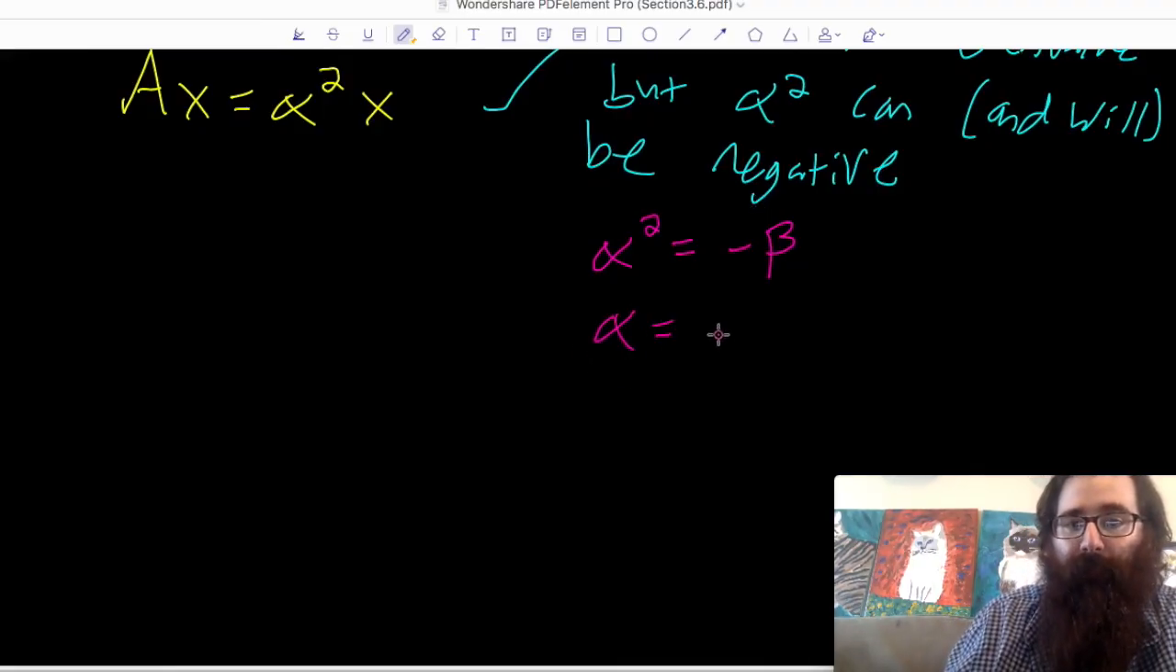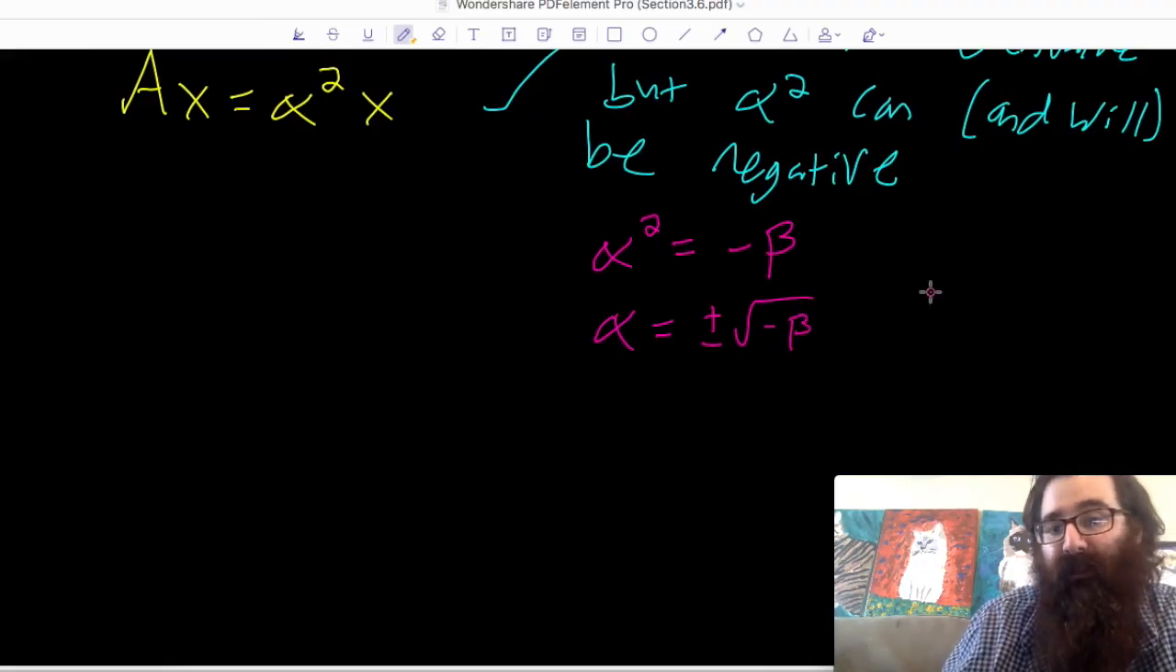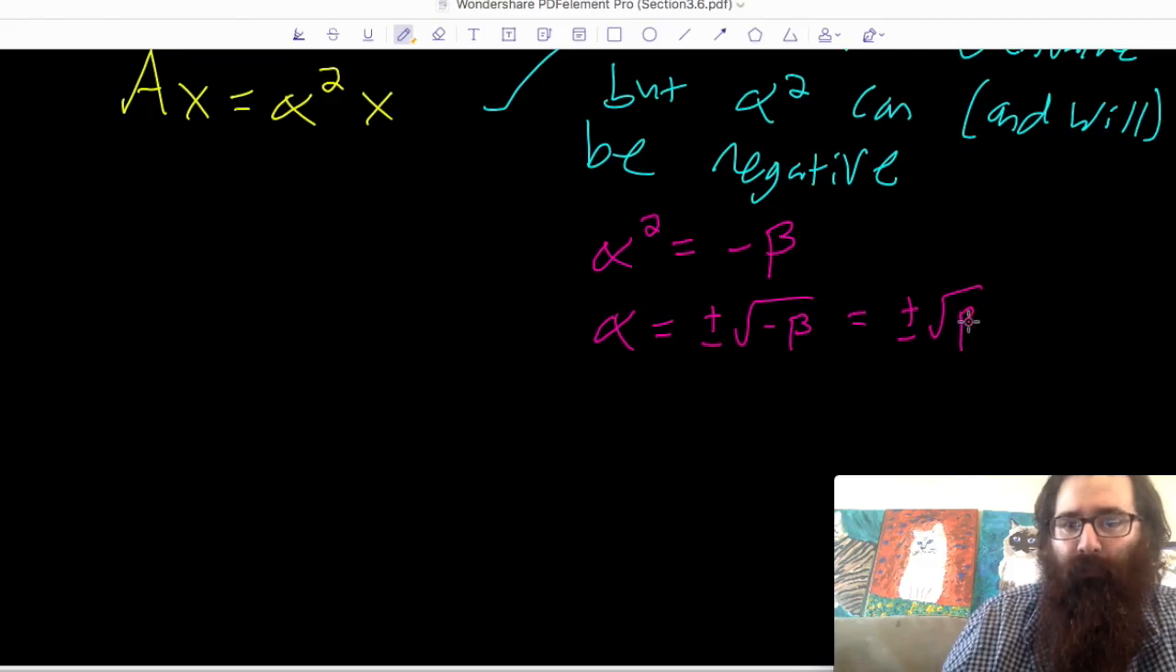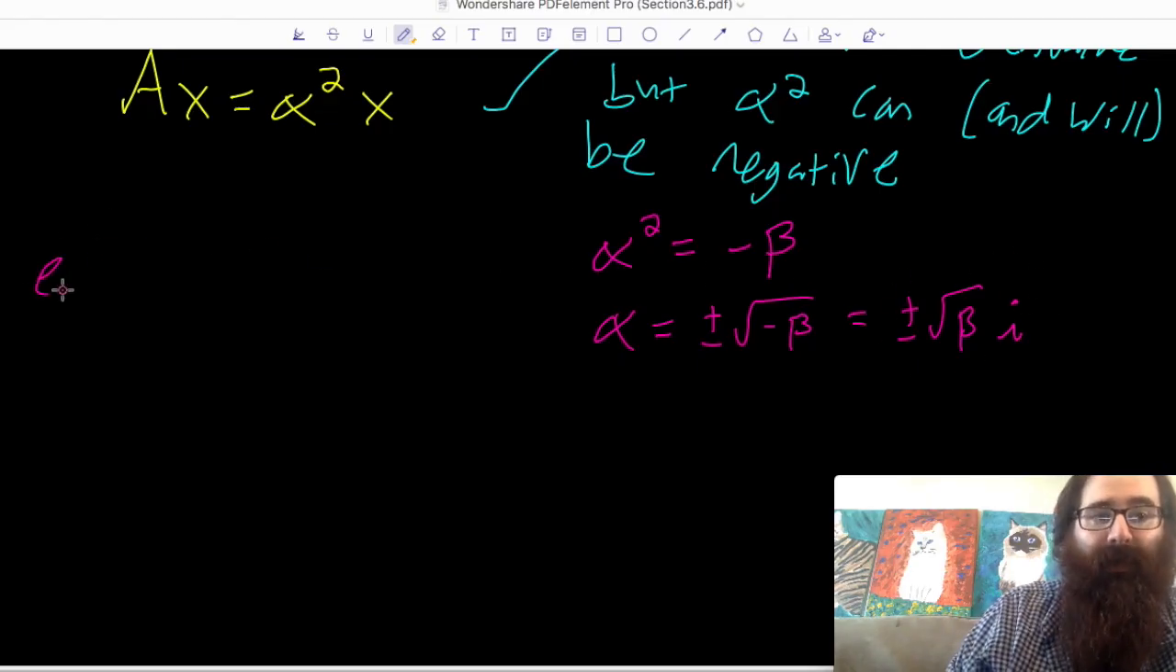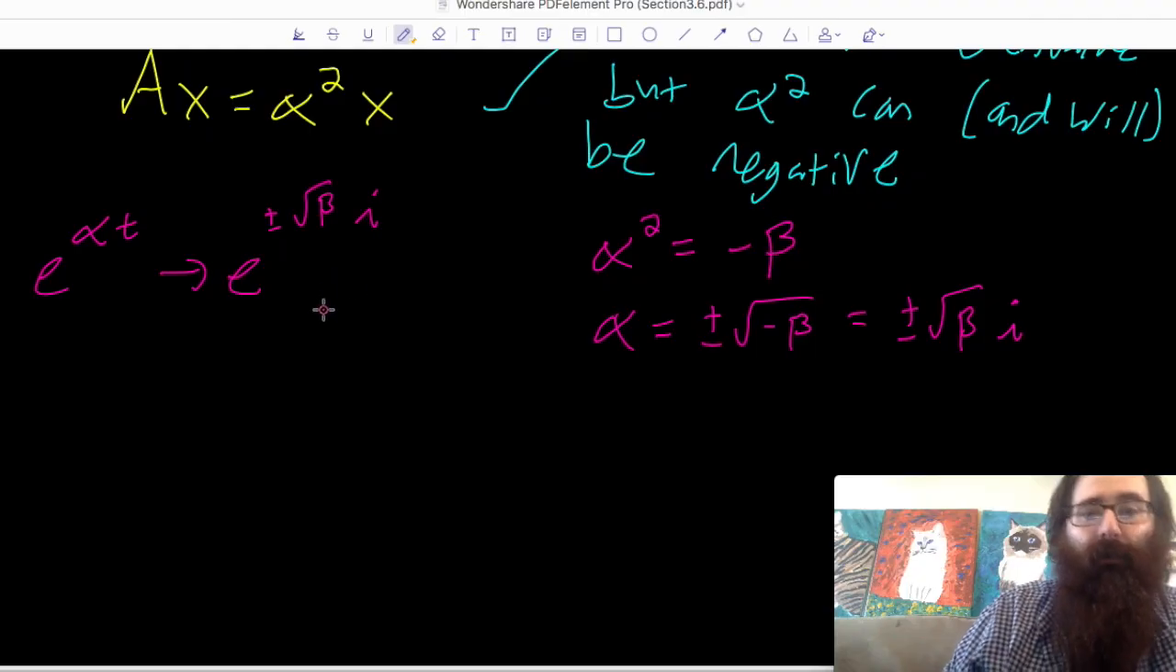So we see then that alpha is equal to plus or minus the square root of this negative number. I'm calling it negative beta, but call it whatever you'd like. And here we can really think of this as being plus or minus square root of beta times i, which now we're thinking about as something that's pure imaginary. So my e to the alpha t is really going to be e to this plus or minus square root of beta times i. And we know what that's going to look like from our characteristic equation.